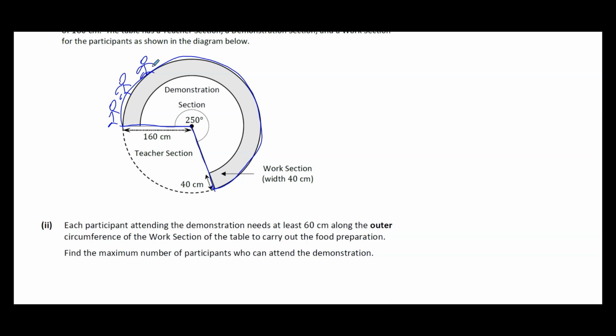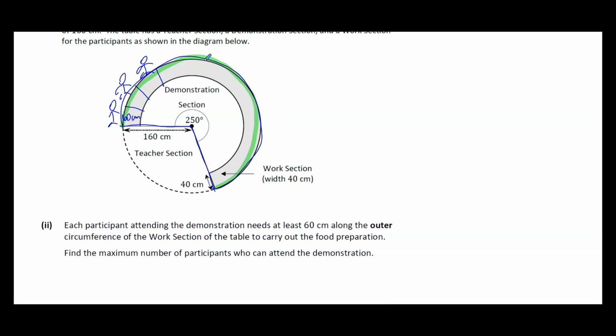Now, each of them needs a bit of space. So they need a length of that part of this table, of this length here. Let's mark that with a different color. So what I'm looking at is this length here. Each of the participants needs a slice that we are told is 60 centimeters. So if I have this length, I can divide by 60 centimeters and know how many people can fit around that. That's what they want us to do: find the maximum number of participants who can attend the demonstration.